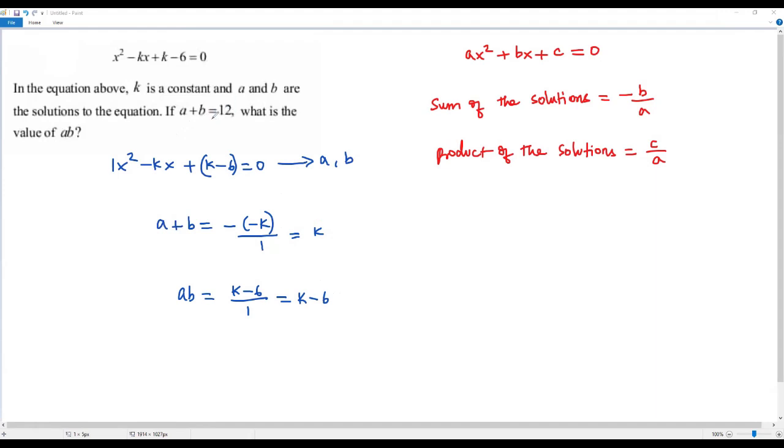Since a + b equals 12 over here and a + b equals k over here, this k and this 12 must be equal. So we get the value of k, that is k = 12. Our aim is to get the value of ab. Already we got the value of ab in terms of k, that is k − 6. Now to get the exact value of a times b, we plug in this 12 for k. Then I'm getting 12 − 6, which is equal to 6. Therefore, the value of ab is 6.